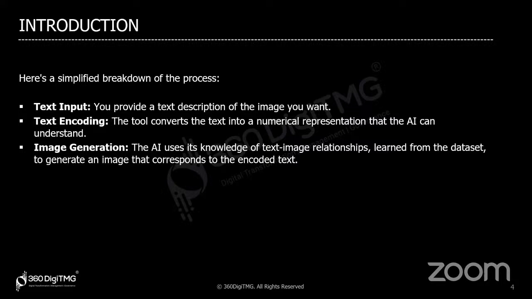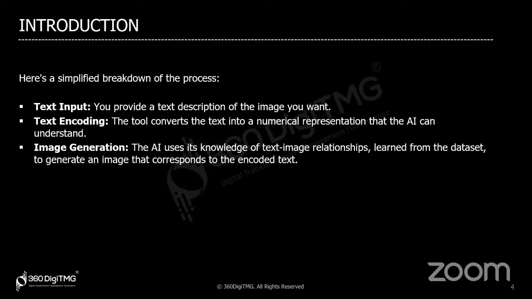If we want to describe this, we first give a text input. Whatever the image we want, we can describe that image in text format. After doing this, we have text encoding. There are different tools from where we can convert the text form into the image generation format. Whatever text we provide will be converted into a numerical representation. That is called the text encoding format.